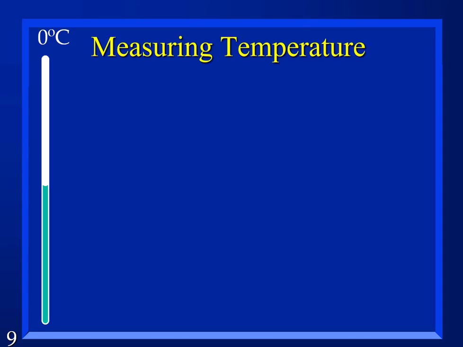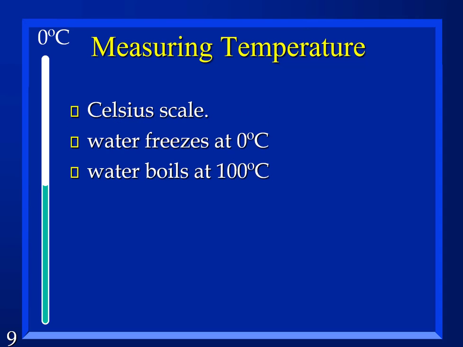So, measuring temperature. Okay, so we're going to measure temperature. Temperature and heat are not the same thing, so we're not going to use the same unit. They're related to each other, but they're not the same thing. Okay, here's how I can prove to you heat and temperature are not the same thing. Water boils at 100 degrees Celsius, on the Celsius scale. And water freezes at 0 degrees Celsius.